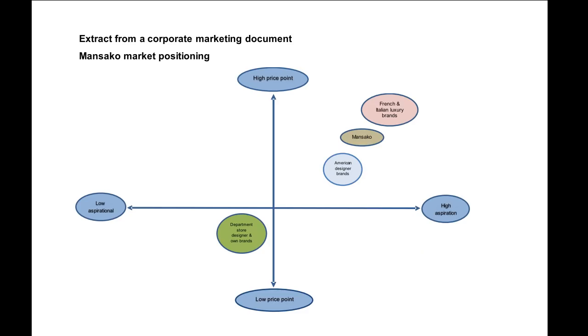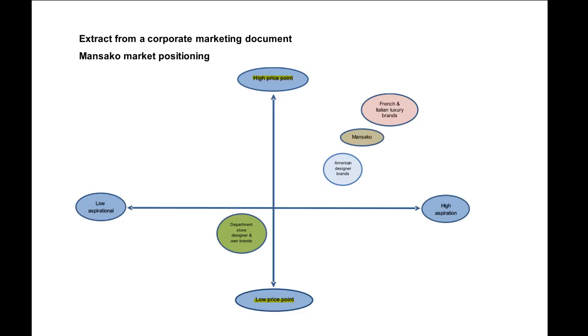Okay, so here we have an extract from a corporate marketing document, and it shows you the position of Mansako within the overall market. This graph has two axes, and the high price point is at the top, where you've got the very expensive high-end luxury brands, and then you've got the low price point, the budget, affordable brands, with a gradient along this line. So somewhere in the middle would be mid-range brands.